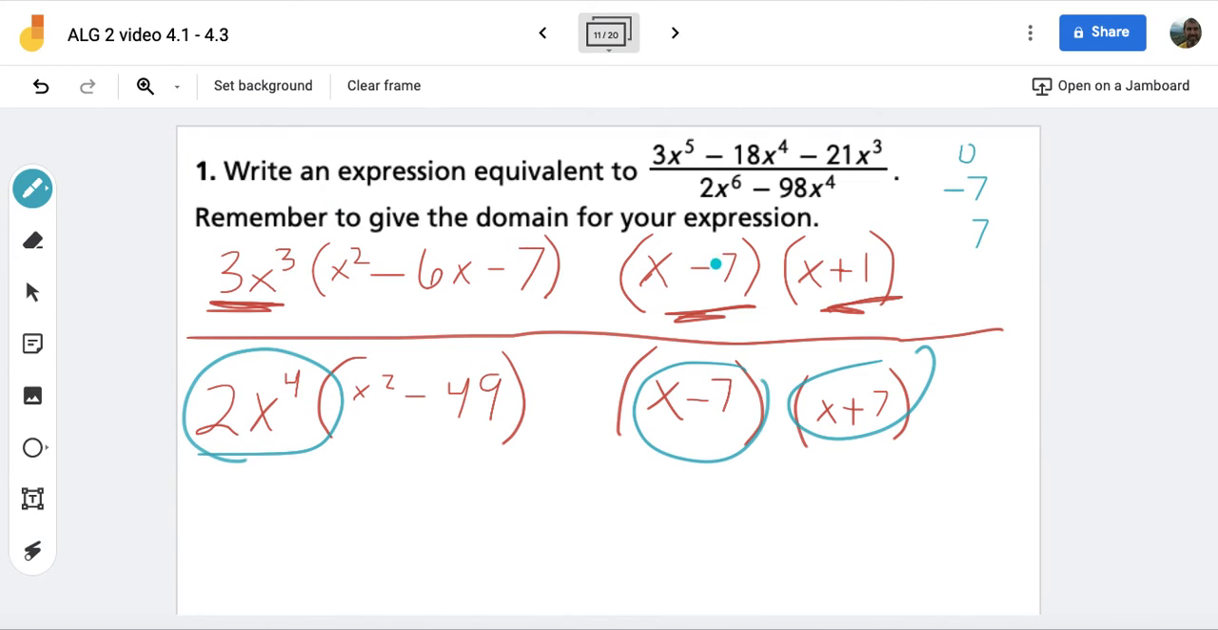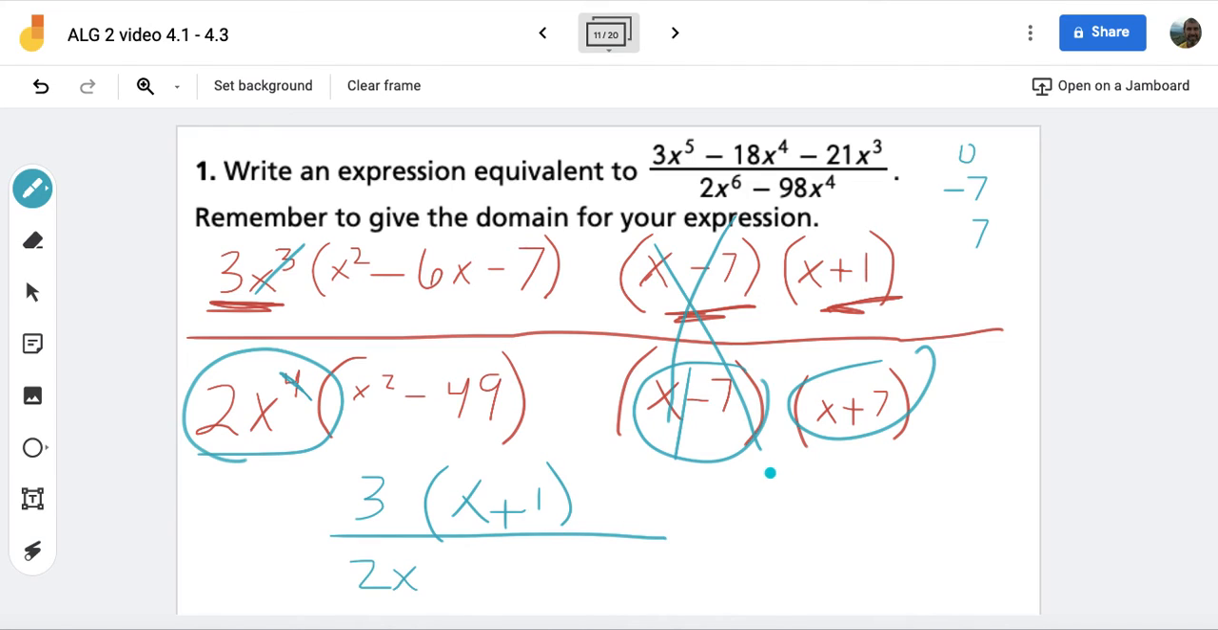All right, and these cancel out. And the x to the third cancels out with all of them except for one x here. So I still have 3 over 2x. And in the numerator, I have x plus 1. And in the denominator, I have x plus 7.